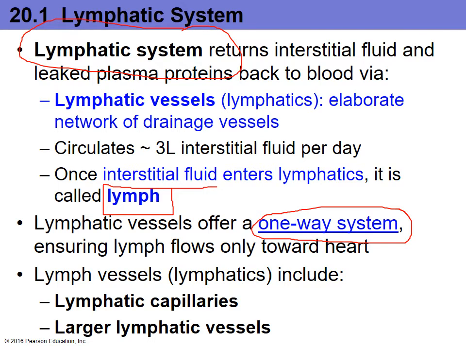Within the vessels itself, there are some lymphatic capillaries, and then as it starts converging and getting closer to the heart, we see that these vessels will get larger, so we're going to have to mention those as well. As you can see at the bottom of your slide, it says larger lymphatic vessels, and from there it will collect into trunks and ducts until it's ready to be inserted back into the veins.